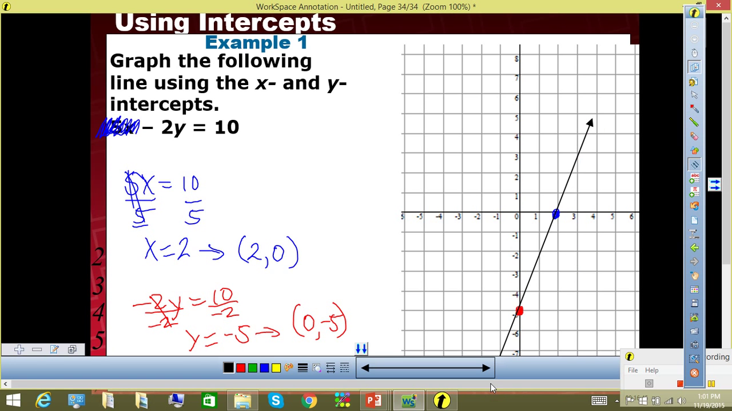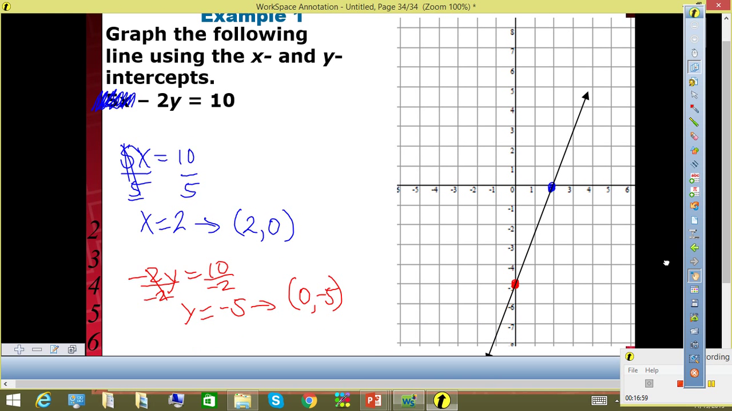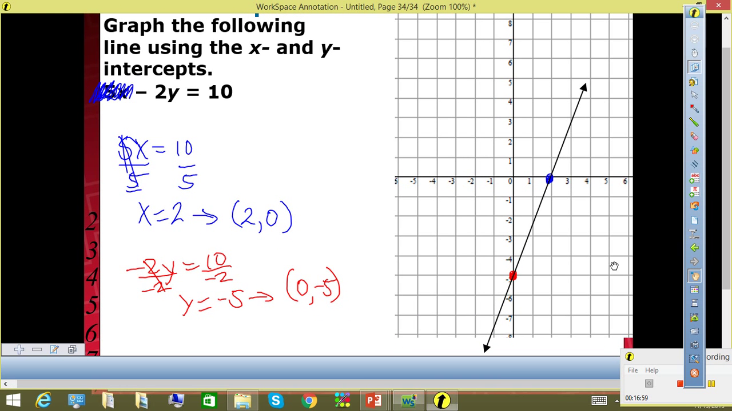Copy that, please. Instead of making a whole table and getting all those inputs and outputs, you can actually graph just using the x and y intercepts. Copy that, please. Are they always going to be like opposite?